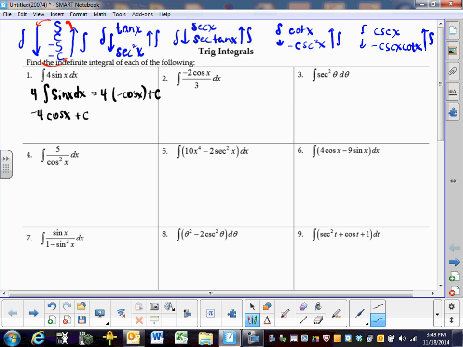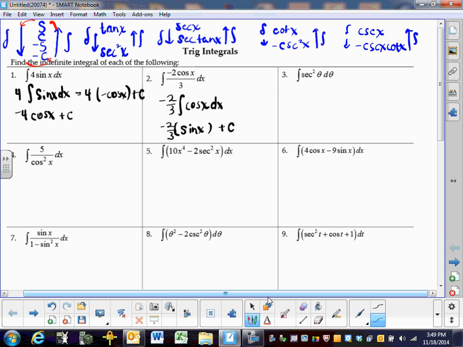Same idea, we can hold the constant for number 2, so I have a negative 2/3 that I can factor out. So we're just anti-deriving cosine of x. So negative 2/3. Going backwards from cosine on the list is a positive sine of x, and then plus c.